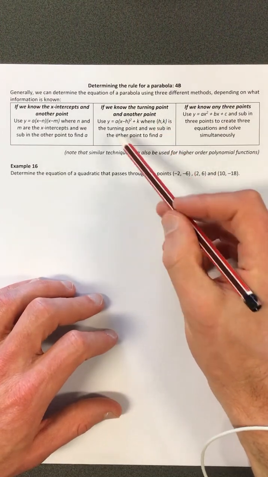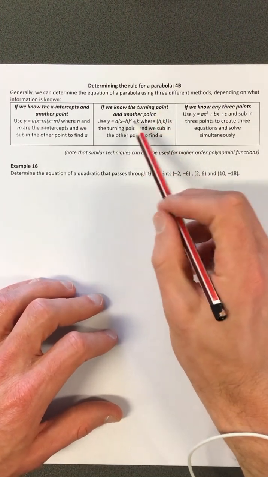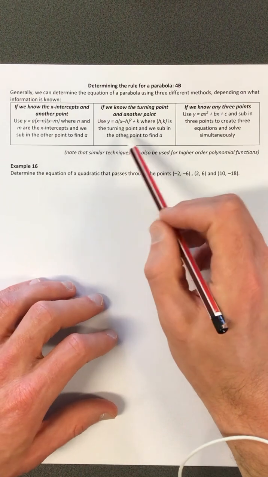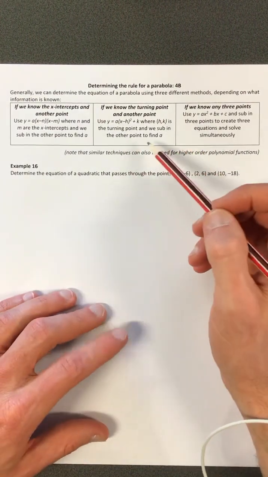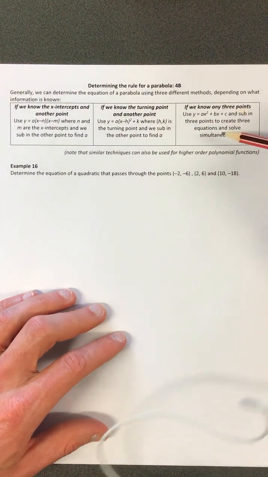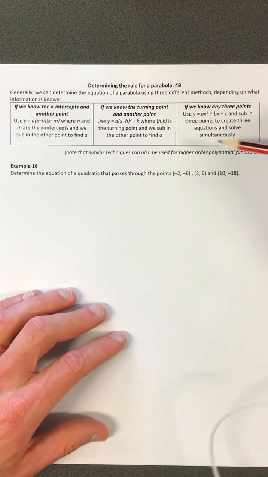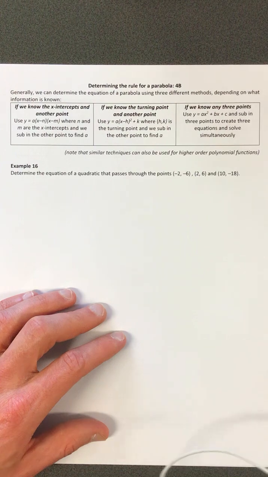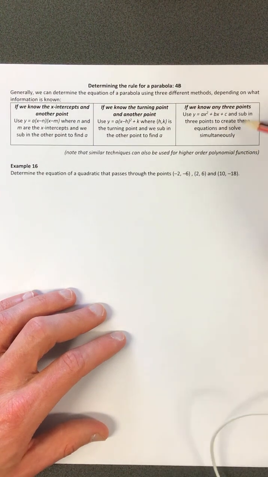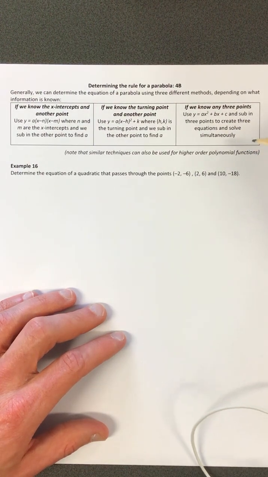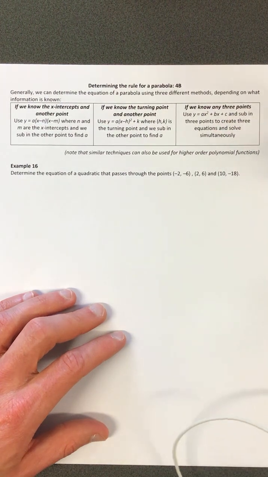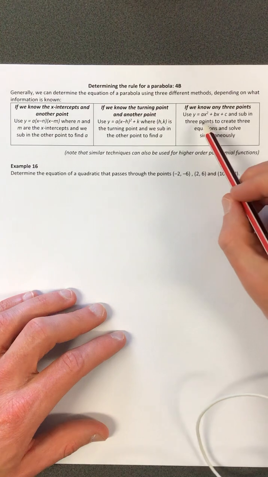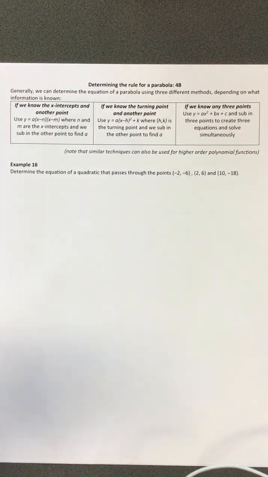If it's a question where we know the turning point of the parabola, then it's easiest to use turning point form. Typically, we'll need to know another point on the curve to sub into the function. If you know any 3 points on the graph, but you don't know whether they're the x-intercepts or the turning point, we tend to sub these into the expanded form of a quadratic and then solve 3 equations simultaneously for A, B, and C. So again, it depends on how the information is given to you in the question.